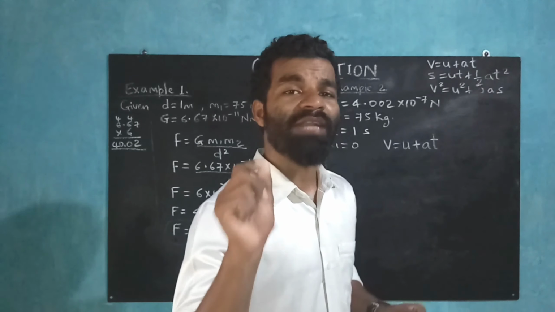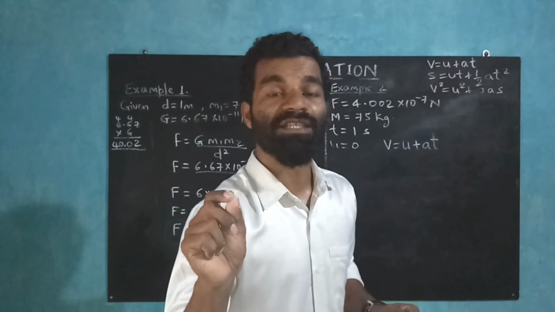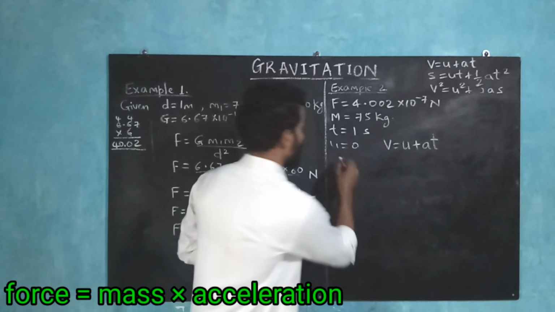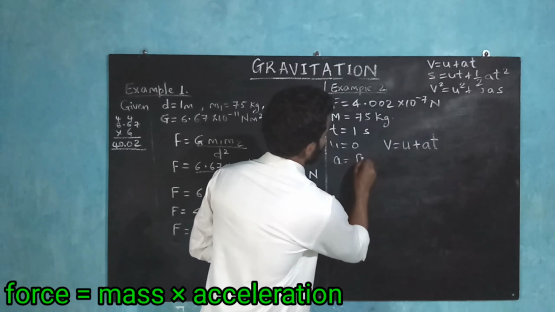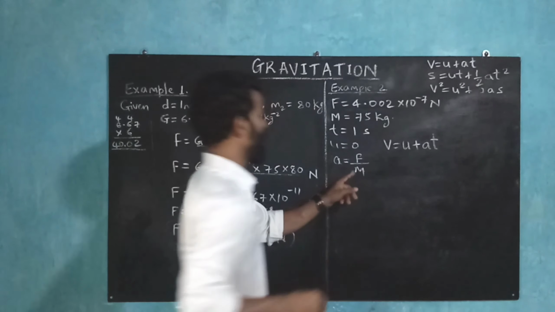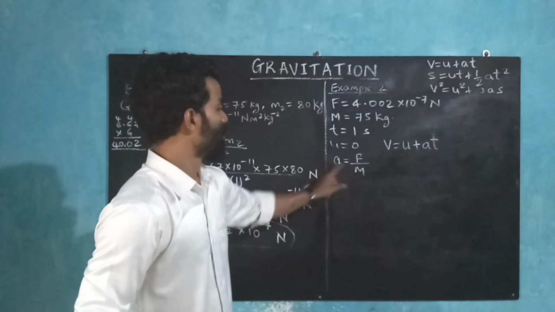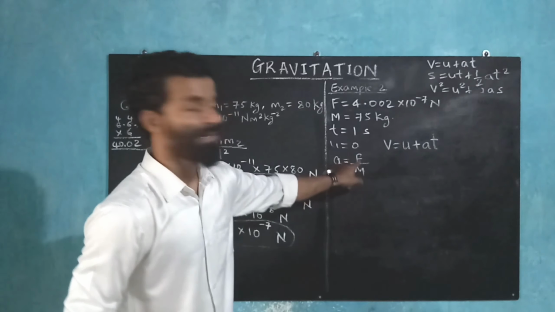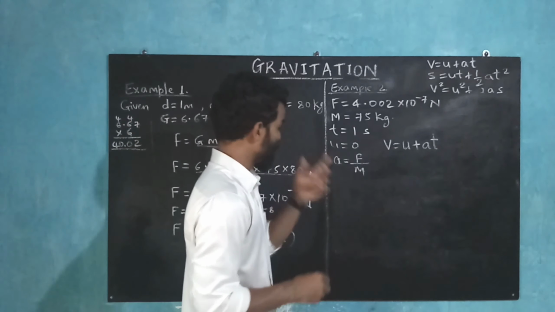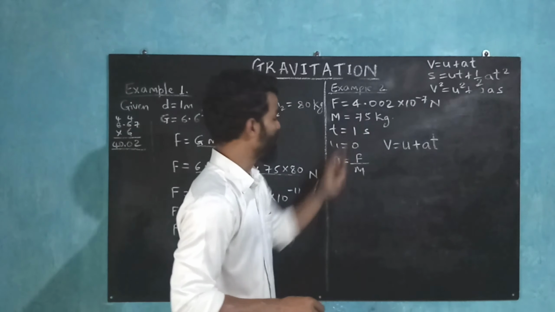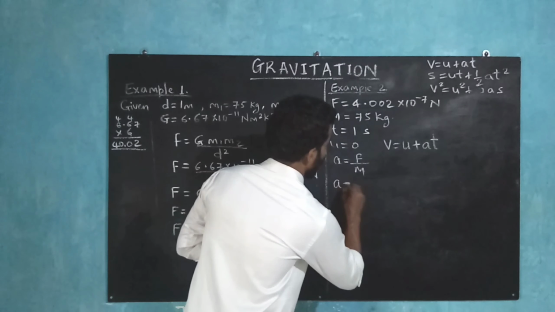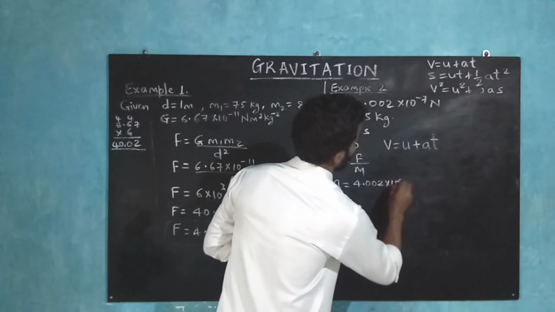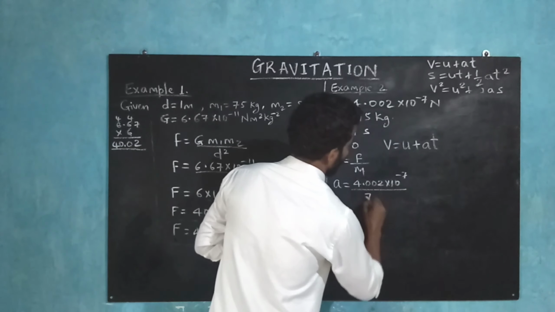Using Newton's second law, you had got one formula: force is equal to mass into acceleration. By using that formula you can get the formula for acceleration. Shifting m to this side, acceleration becomes equal to force divided by mass. Since force and mass are both known, acceleration will be force, which is 4.002 into 10 raised to minus 7, divided by mass, 75 kg.